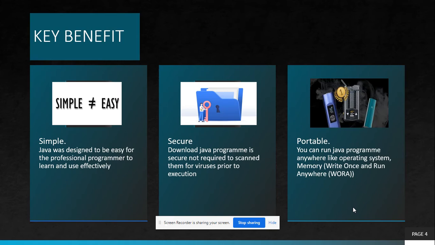So next slide I'm going to say what is simple. Java is simple. Why? Because Java is designed as a professional programming language, so that you can easily understand or easily learn Java. For example, if you know C or an object oriented language like C++, it is very easy for you to learn Java. So that's why it's very simple.